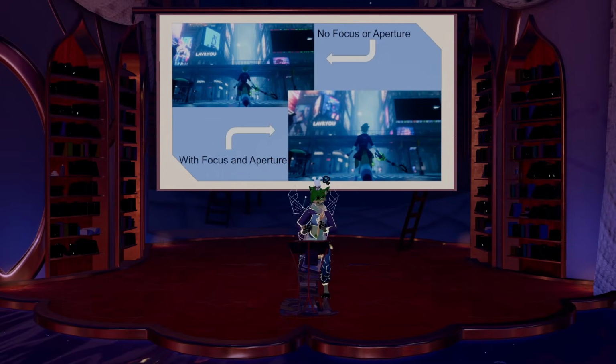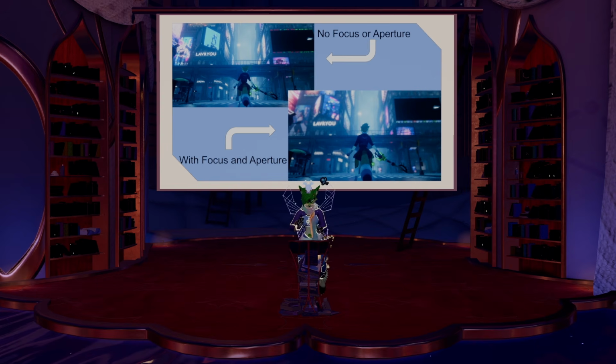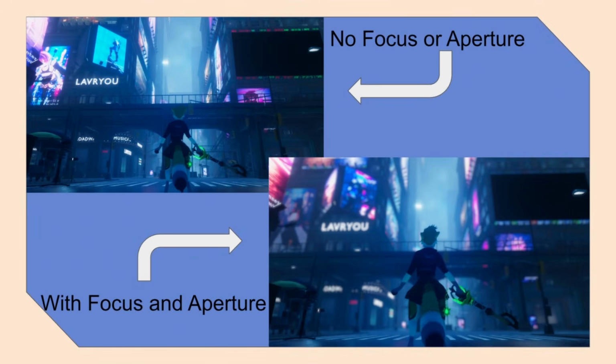It might be hard to tell on stream, but you can sort of tell here. The top photo has no focus or no aperture. As you can see, everything is visible. You can see everything in the background. Nothing is blurred out. Versus the bottom photo here, which has focus and a little bit of aperture, thus making the background a little bit blurry and obscured, bringing more focus to the subject in the middle.